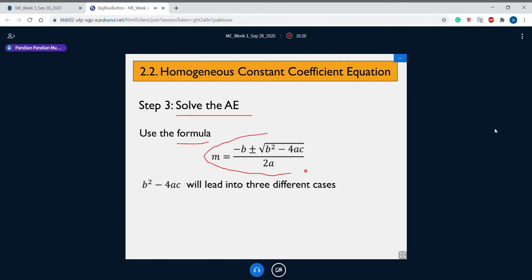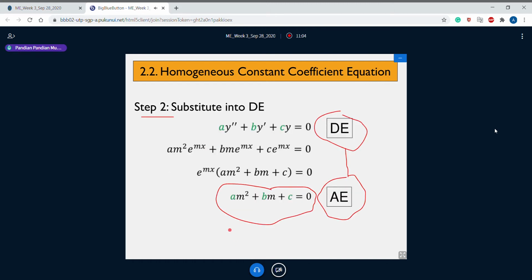The formula comes from algebra, solving a quadratic equation to find the roots. Normally you say roots because this is a quadratic equation, so you have 2 roots. So the general formula, remember here, m equals minus b plus or minus the root of b squared minus 4ac, divided by 2a. And this b squared minus 4ac will lead to 3 different cases. This is what we want to investigate now.